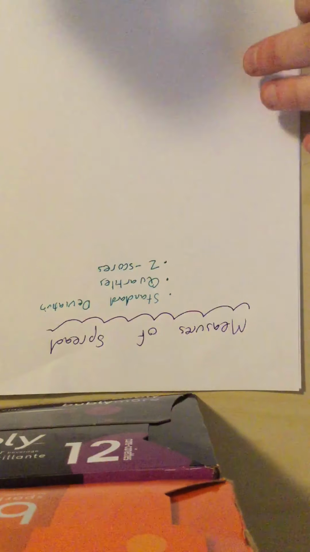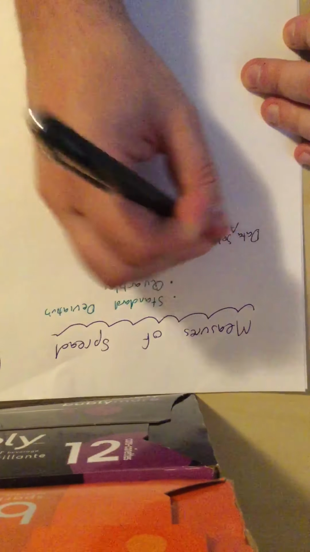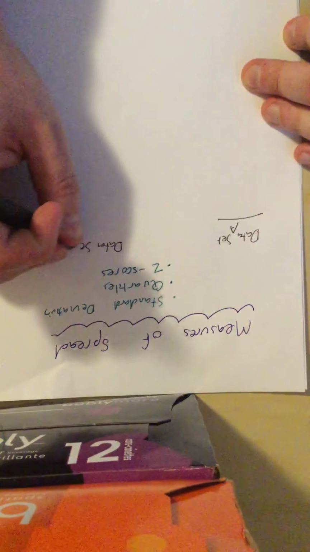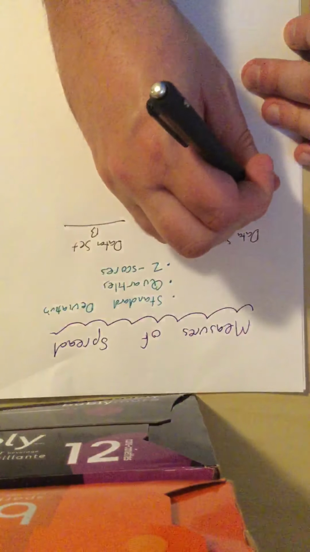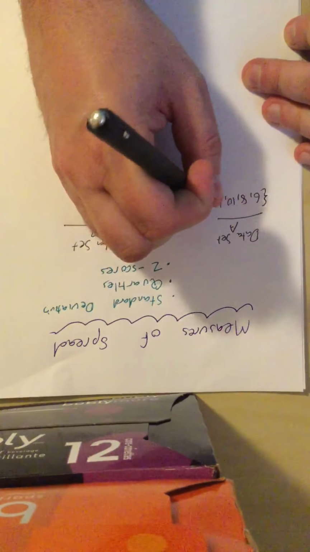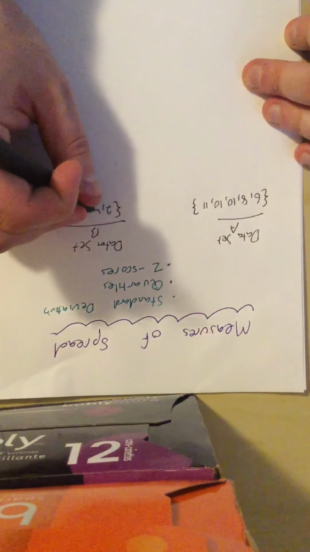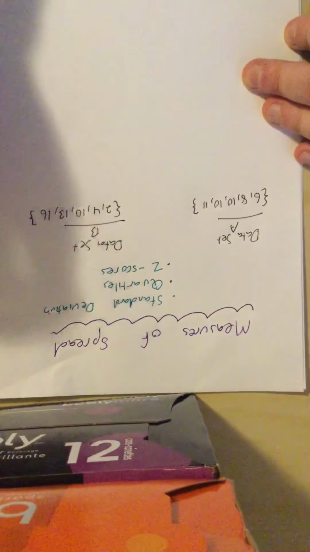So, for example, let's say we have two data sets. This one I'm going to call data set A, and this one I'm going to call data set B, which are not very evocative names, but they're names. So let's say this set is 6, 8, 10, 10, 11, and this one over here is 2, 4, 10, 13, 16.